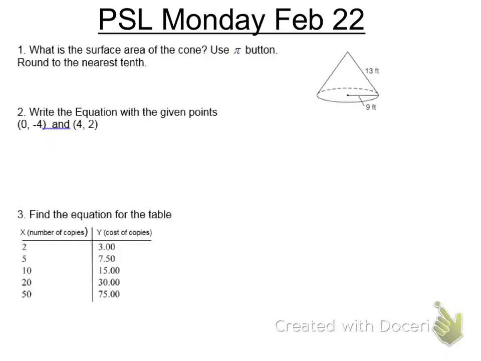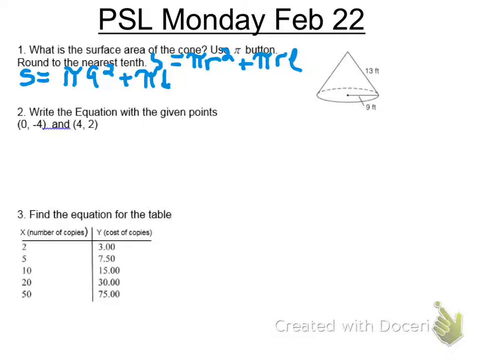Well, if you remember, to find the surface area of a cone, surface area equals pi r squared plus pi r times the slant height. So in this case, our radius is going to be 9 feet and our slant height is going to be 13 feet. So to find the surface area, it's going to be pi times 9 squared plus pi times 9 times our slant height, which is 13.